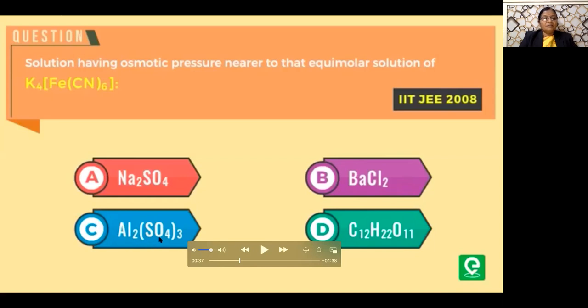So the number of particles in case of equimolar solution of aluminium sulfate is equal to 5, which is the same as the number of particles for the same concentration of solution of K4[Fe(CN)6]. So this option C is the correct option. Do you understand this? Option D is incorrect because it is a non-electrolyte, with no dissociation, as it is cane sugar. Now let us see the next point.